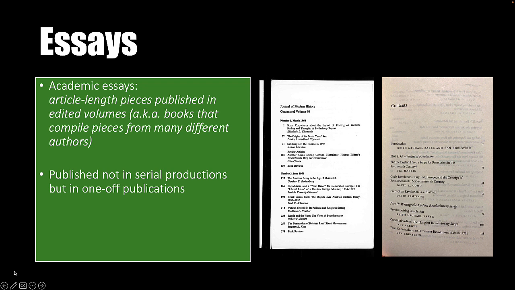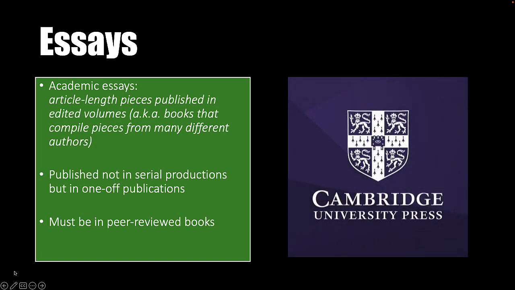Essays show up in books that are published once and only once. And they're academically legit only if the books they are included in are academically legit. In other words, if the books are published with university presses or presses that do peer review. Okay, that's the landscape of secondary sources. Books, articles, and essays. Those are the most typical forms of secondary sources that historians use.